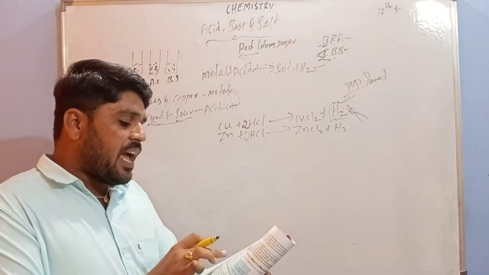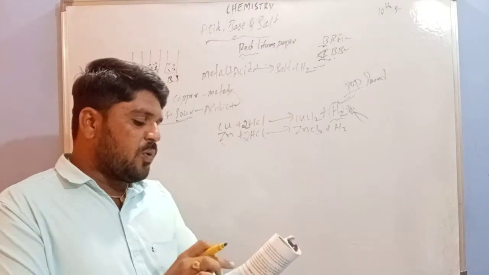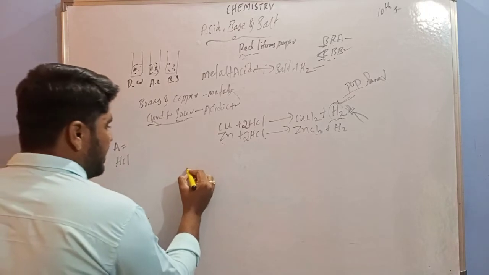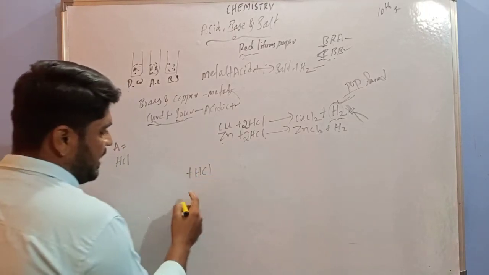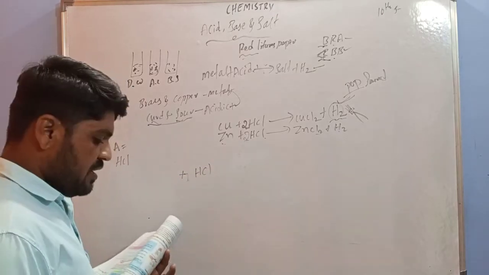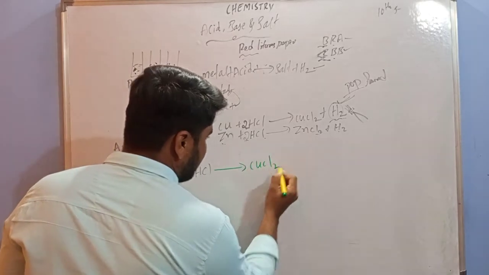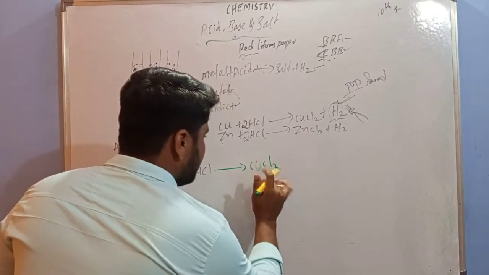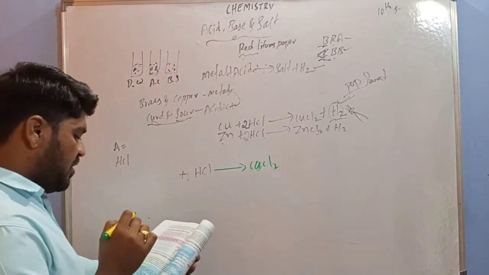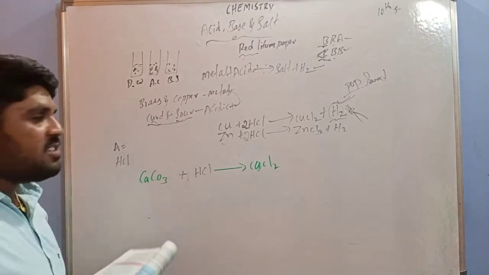Write a balanced chemical equation for the reaction if one of the compounds formed is calcium chloride. See, they told HCl, dilute HCl. The next product is calcium chloride. They told 2 simple techniques. Calcium chloride is CaCl2. So which one is the compound A? The compound is calcium carbonate, CaCO3.